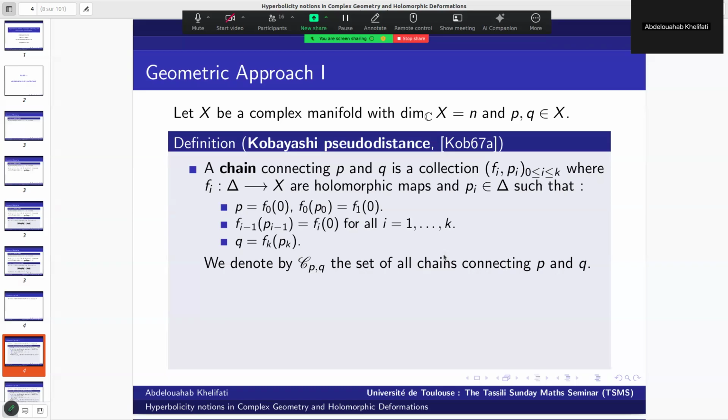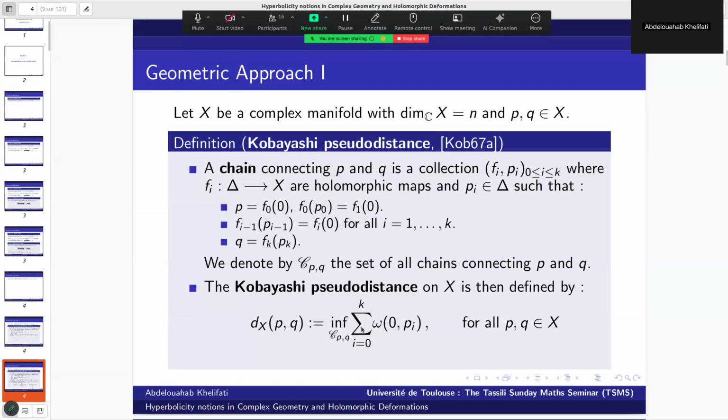A natural way to define a priori a distance here would be using these chains and defining a metric on X using the Poincaré metric on the disk. The following defines a pseudo distance, so it's actually degenerate. This one is what we call the Kobayashi pseudo distance.